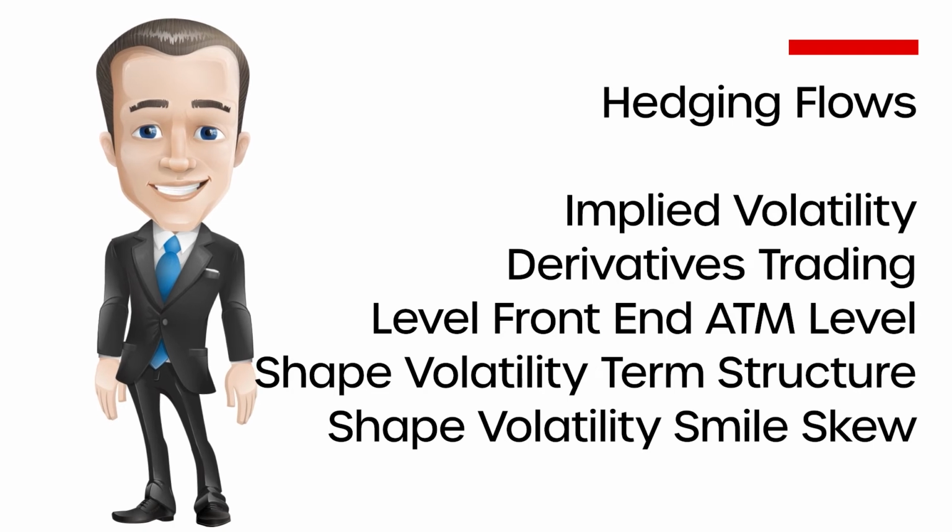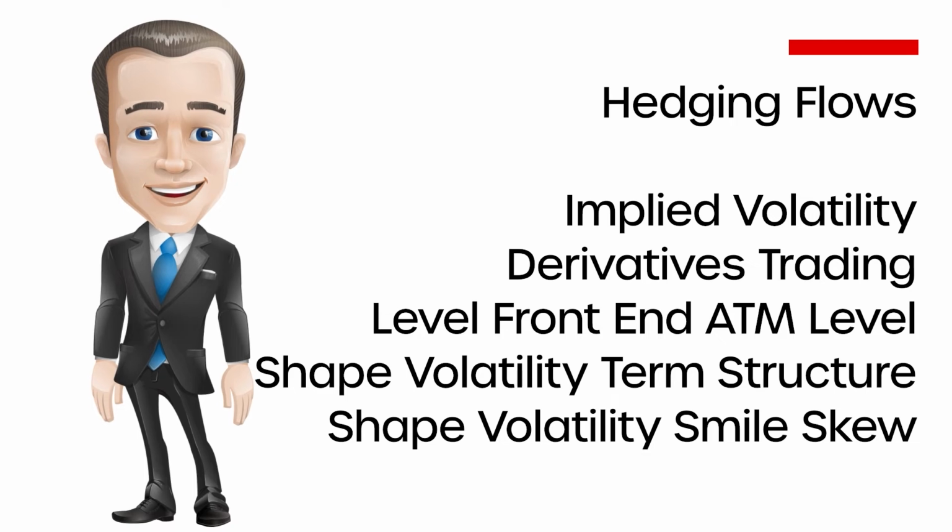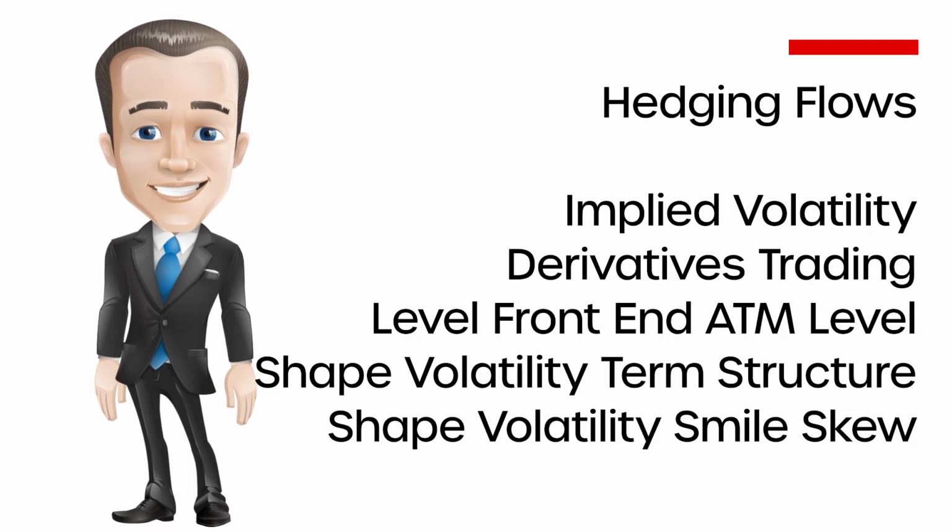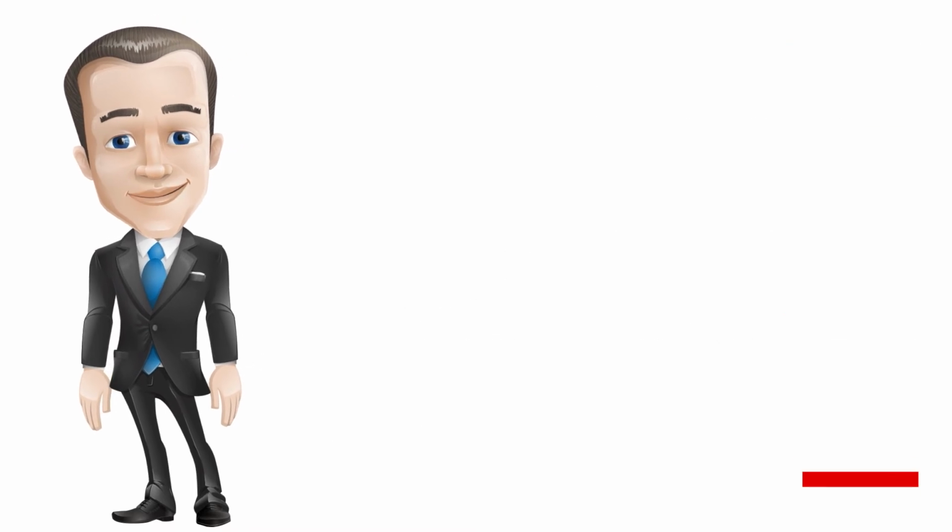Hedging flows control all three aspects of the volatility surface: the level of the front-end ATM volatility related to realized volatility, the shape of the volatility term structure, and the shape of the volatility smile, skew, and implied risk neutral probability density.